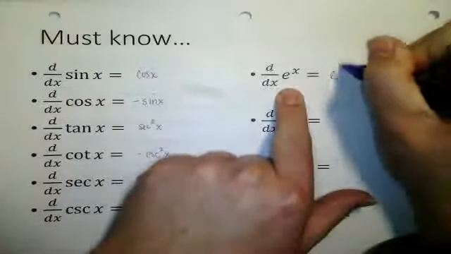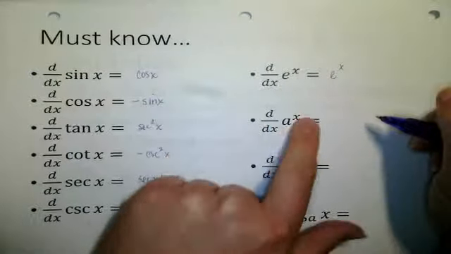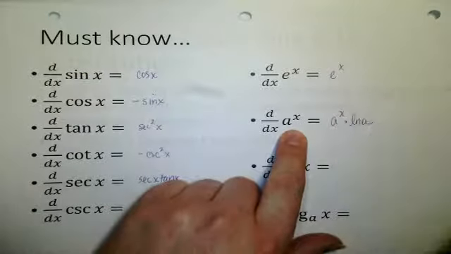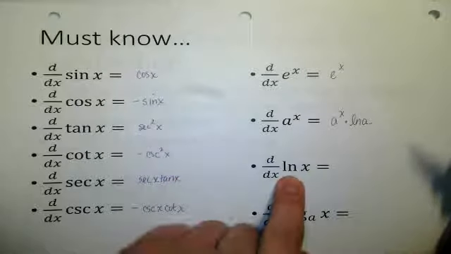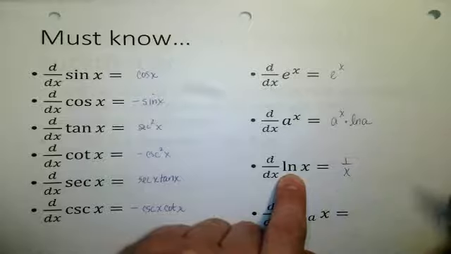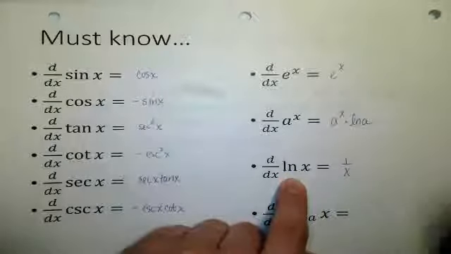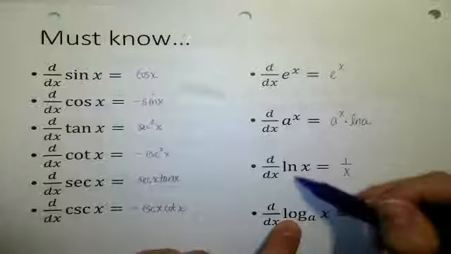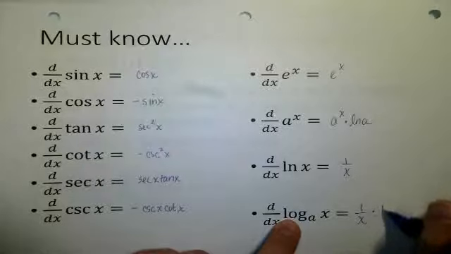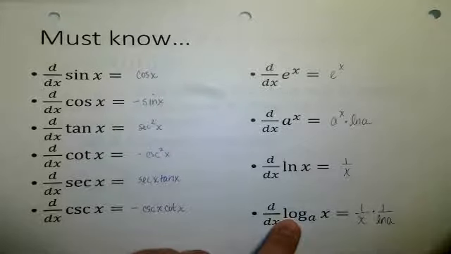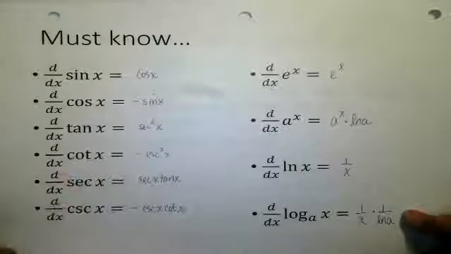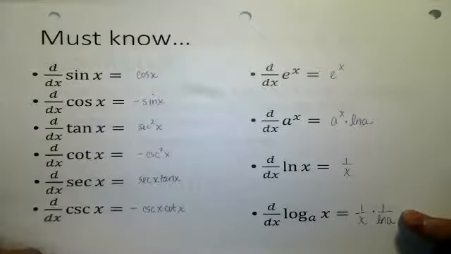The derivative of e to the x is e to the x. A to the x is also exponential, so it's a to the x times the natural log of a. The derivative of the natural log of x is 1 over x. This is also a log function, but it has a different base. So this is 1 over x, and then divided by the natural log of a. Hopefully you know all of those cold because that's really important.